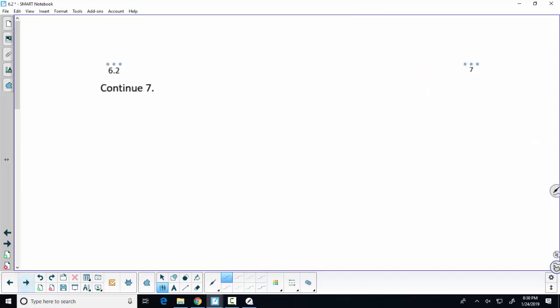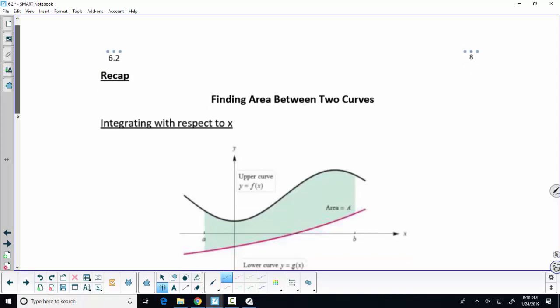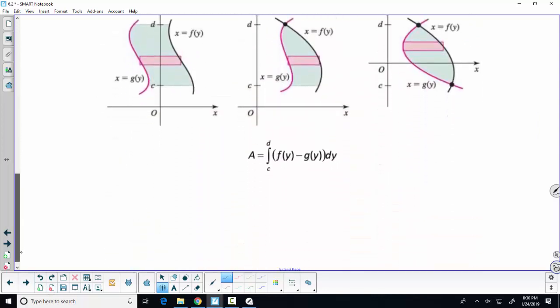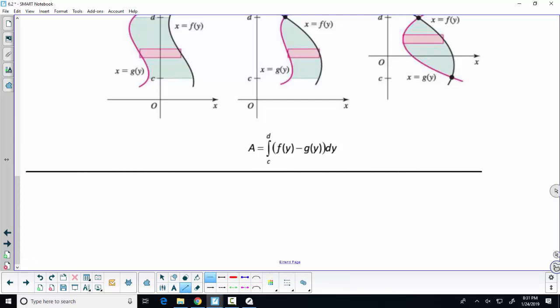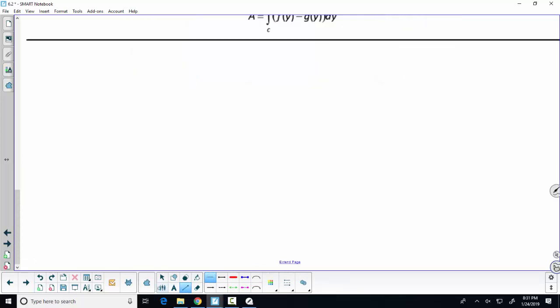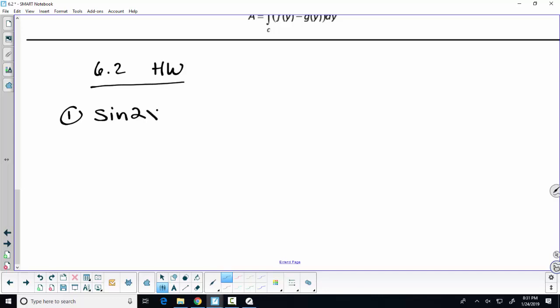Let me just, well, I'm not going to continue that. We already finished it. Here's our recap, and I'm going to add to this some things you need or might need to remember for getting through this homework. A couple we've already seen, so let's just say 6.2 homework. Seen this one.